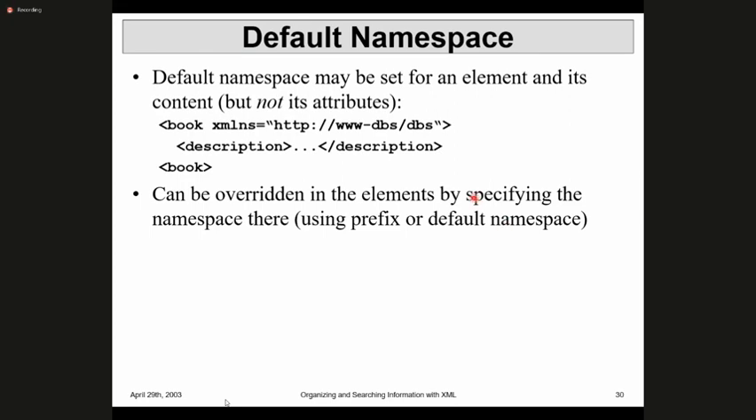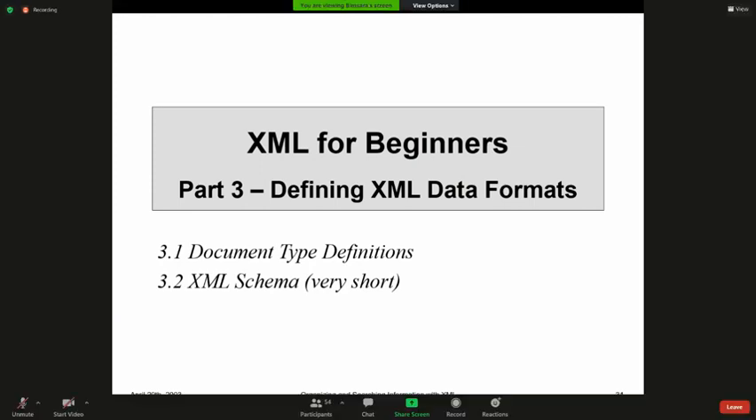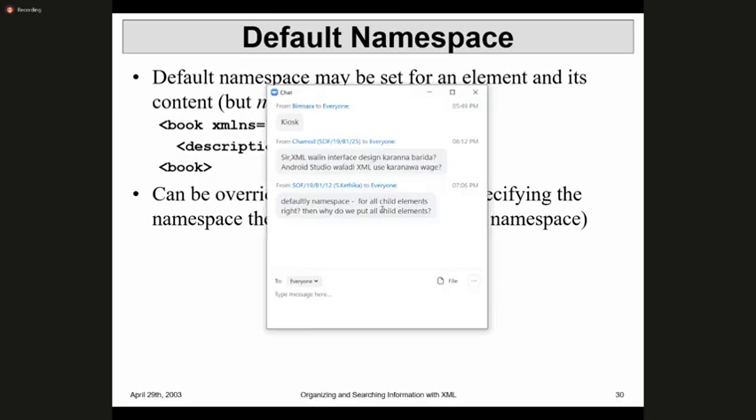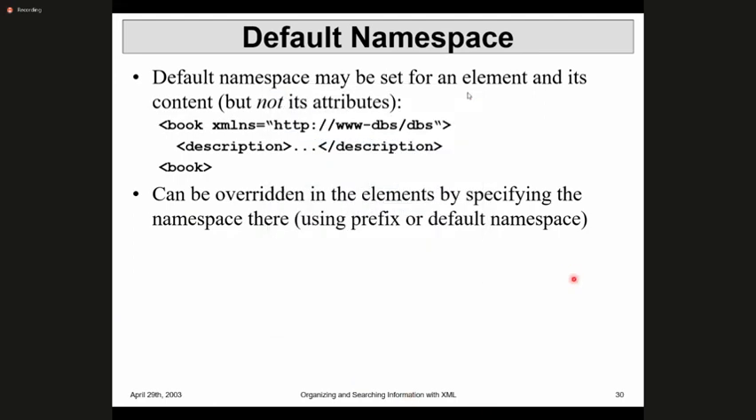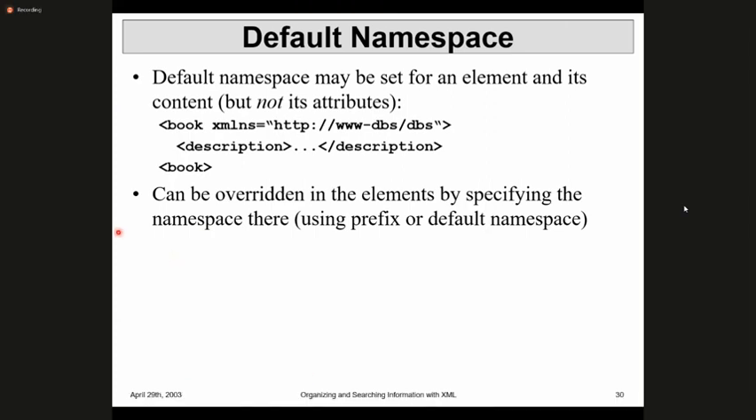Any questions? The question is about the default namespace for all child elements. Yes. If you define a default namespace, it applies to all its child elements. Then why do we put it on all child elements? This is done for different reasons.